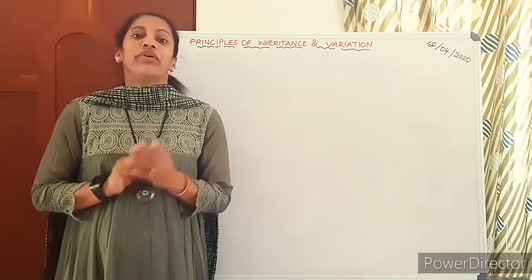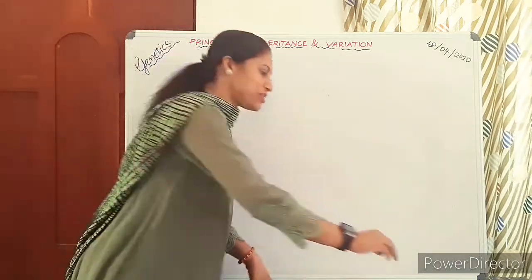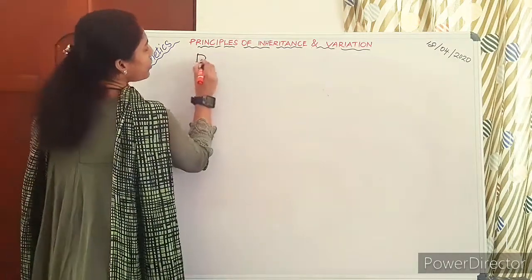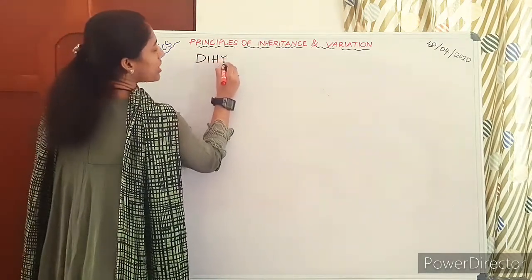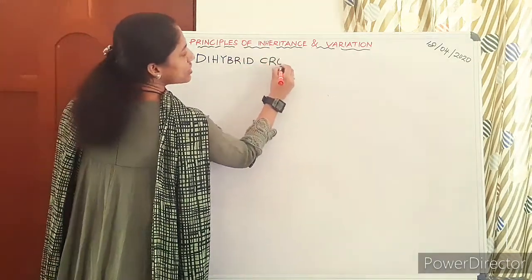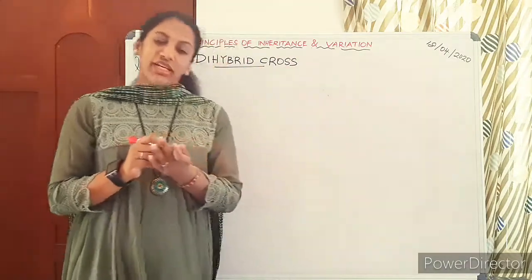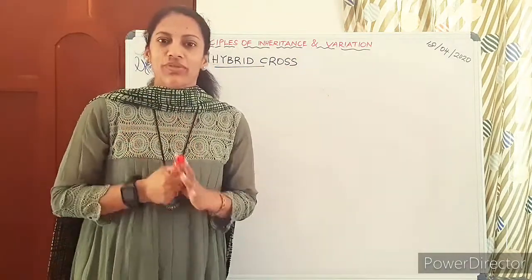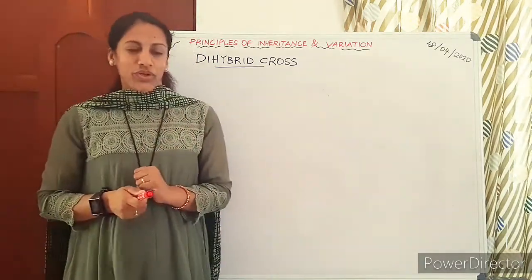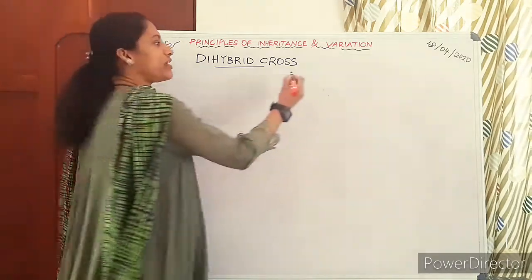Okay, today we discuss the Mendelian dihybrid cross. So, you know what a dihybrid cross is. If a monohybrid cross is conducted to study the inheritance of a single gene, what is a dihybrid cross? Tell me. Yeah, it's a cross which is conducted to study the inheritance of two genes at a time. We can say the inheritance of two characters is studied at a time.